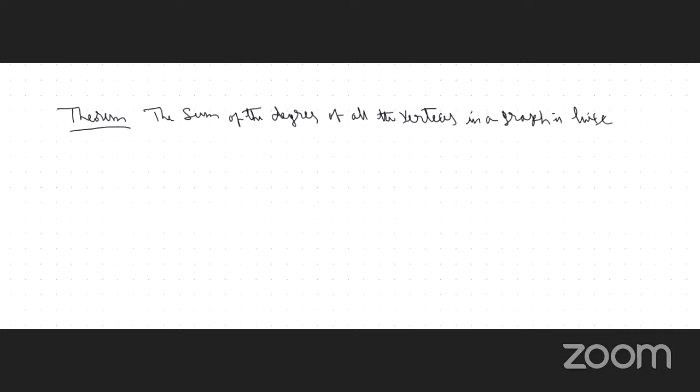The sum of the degrees of all the vertices in a graph is twice the number of its edges. Proof.